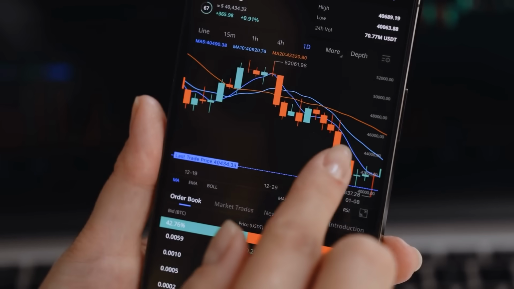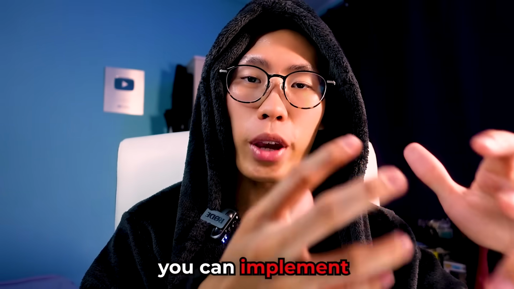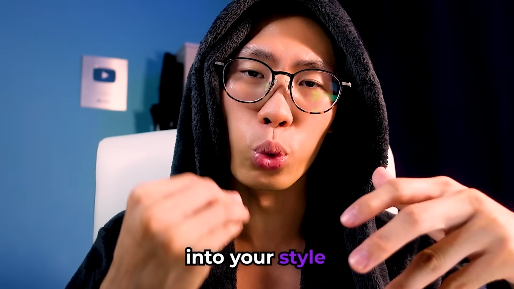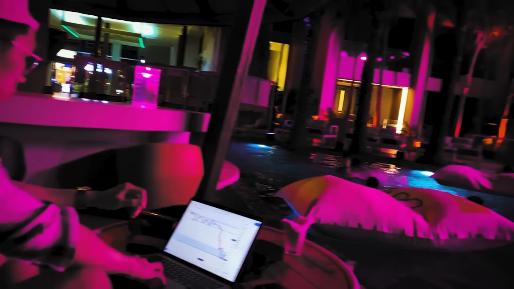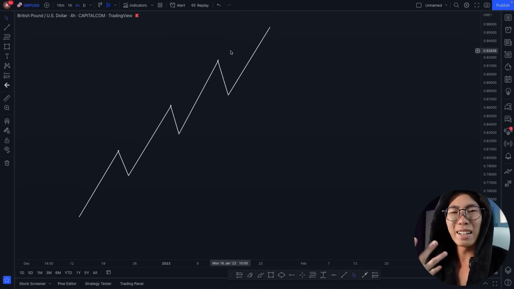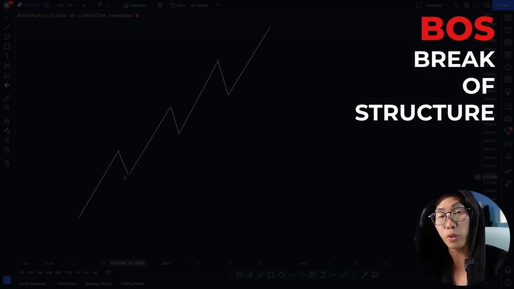Once you learn how smart money trades, you can implement these concepts into your style of trading and make even more money. So let me explain to you some smart money concepts that you must follow so that you can finally become a profitable trader. So firstly, let's talk about BOS, or break of structure.